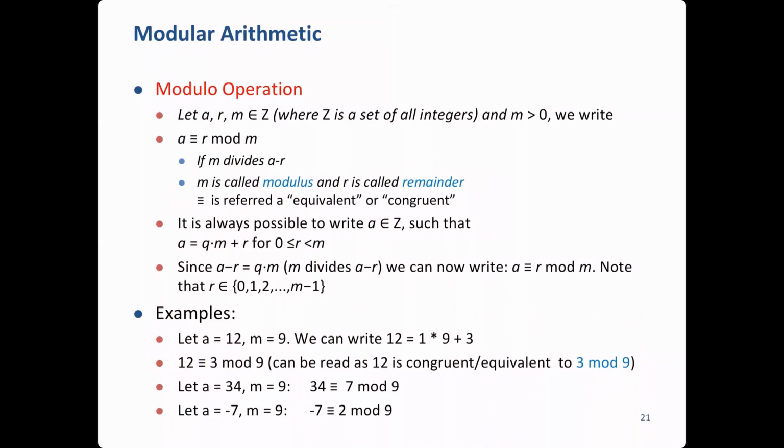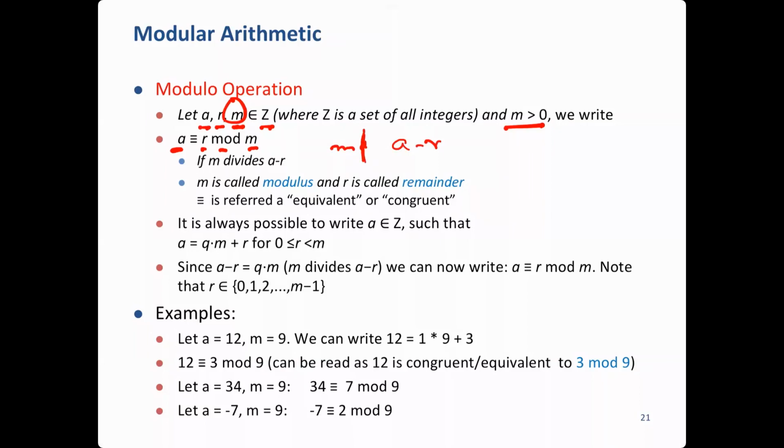Okay. So anyway, let's quickly look at the modulo definition. For the modulo operation, let there be 3 integers a, r, and m, which are part of the set Z, where m is greater than 0. Then we can write a is equivalent to r mod m if a minus r is divided by m, or m divides a minus r.